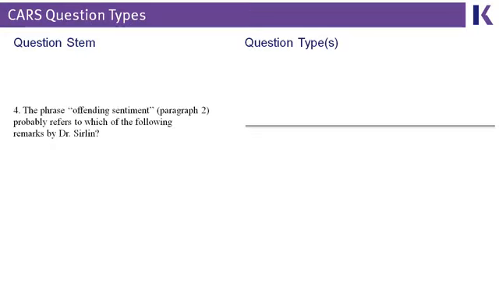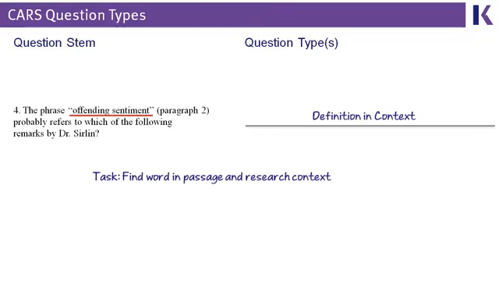The 4th question here gives us a phrase, offending sentiment, a paragraph reference, paragraph 2, and then asks us what this refers to from the passage. When you have to go back and find the meaning of a word or a phrase, we call that a definition in context question. You go to the word, you research the context of it, and then you come back and pick the correct definition in the answer choices.